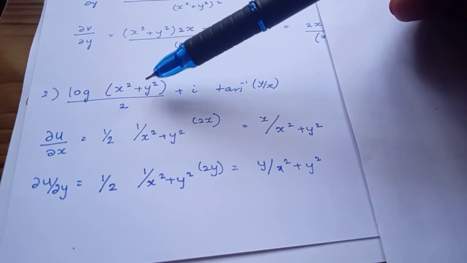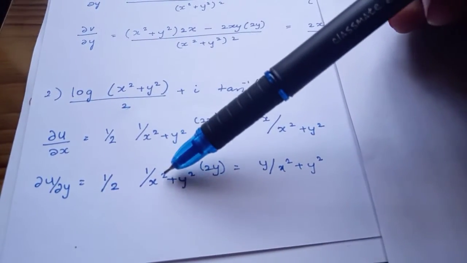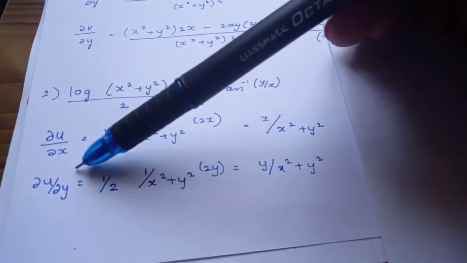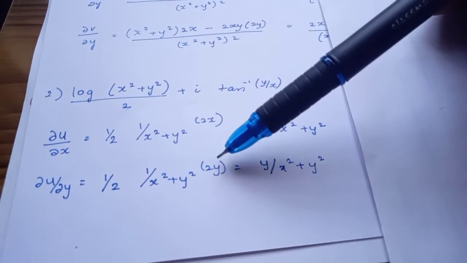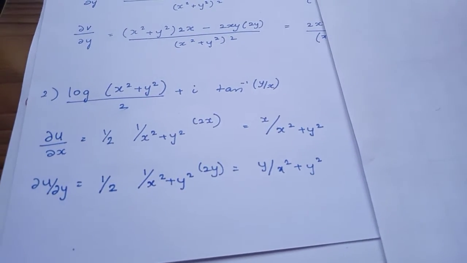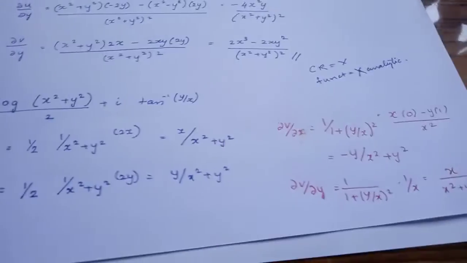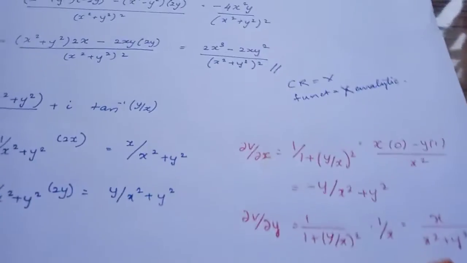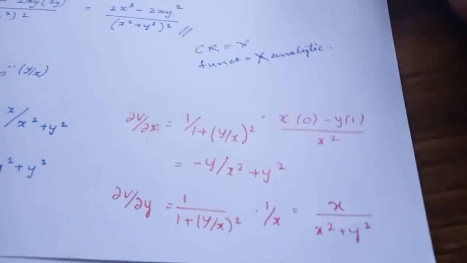Differentiating u with respect to y, 1 by 2 remains constant. The derivative of log of this will be 1 by x square plus y square. Since we are differentiating with respect to y, x square becomes 0 and y square gives 2y. So the answer is y by x square plus y square. Now we have to differentiate v with respect to x and y, where v is tan inverse y by x. What is the derivative of tan inverse? That is 1 by 1 plus x square.